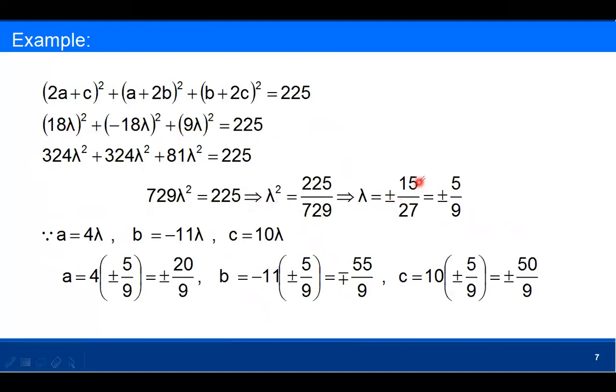You can cancel 5 times in this 9. Now substitute this lambda value in a equal to 4 lambda. So substitute this lambda value, plus or minus 5 by 9. So we will get a equal to plus or minus 20 by 9. Similarly, if you multiply this, plus or minus becomes minus or plus 55 by 9 for b. Similarly, c equal to plus or minus 50 by 9. So these are the values.